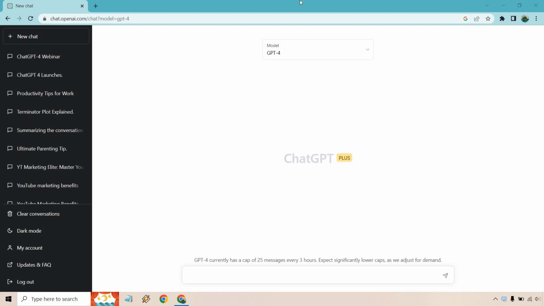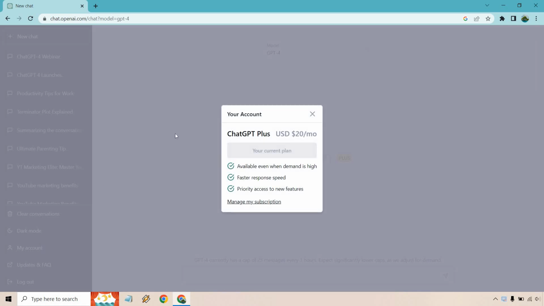So let's talk about the ChatGPT 4 subscription price and if it's worth the money or just overall buying. Right from the bat, let's take a look at the price. If you go to my account, you might not have it there, but I already have it since I'm on it. But ChatGPT Plus is what you're going to need to get in order to unlock ChatGPT 4. As you can see, it's going to be $20 per month.